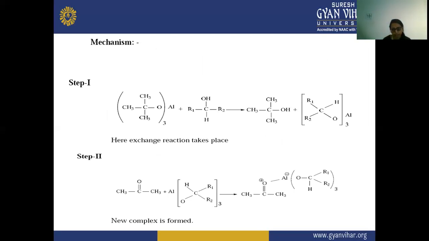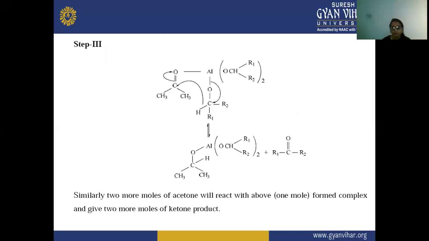Acetone reacts with this aluminium tertiary butoxide, and a complex is formed here. So you can see here the complex which is formed from acetone and aluminium tertiary butoxide. In the third step, you will see this complex forms the molecule of ketone.